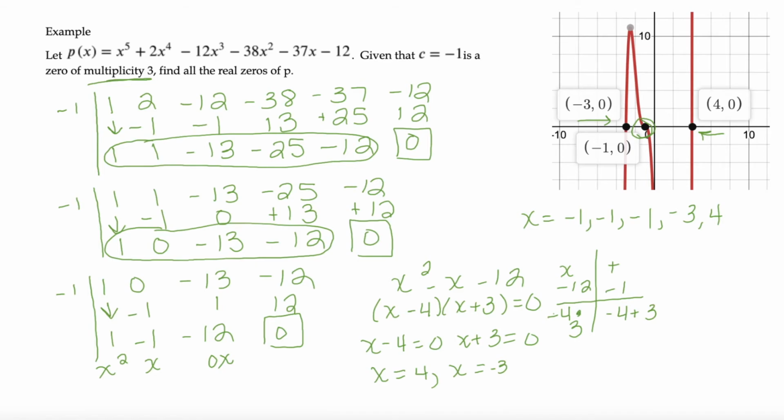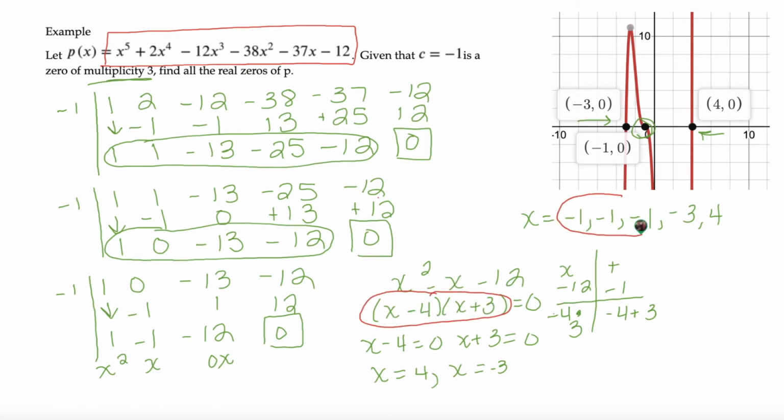There may be times, and we'll see this on the upcoming slides, that it's going to ask you to write the polynomial in factored form. Well, I already have part of it, x minus 4 and x plus 3, but I also have these values of -1. So right now I have x is equal to -1.